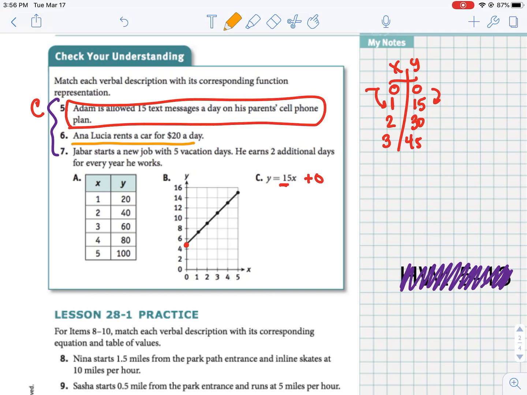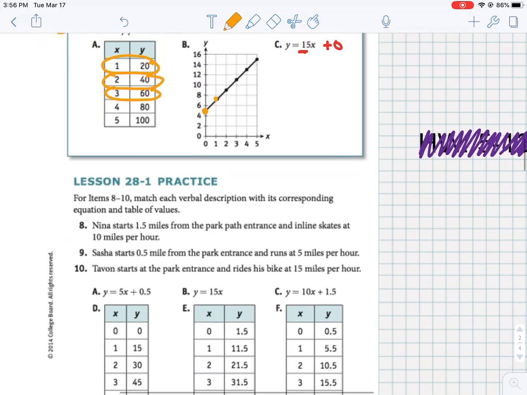All right, the next one says Anna Lucia rents a car for $20 a day. So day 1 would be $20, and if we take a look at the first box of the table, 1, 20, 2 days would be $40, 3 would be $60, etc. So we can pretty much tell that number 6 goes with letter A. And then number 7 is going to have to go with letter B, but let's make sure. We've got a y-intercept of 5. After 1 day, he gets another 2, or I'm sorry, after 1 year, he gets another 2 days. So that would put him at 1, 7, which looks about right. So we know that number 7 has to be letter B.